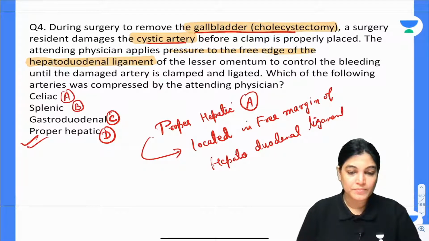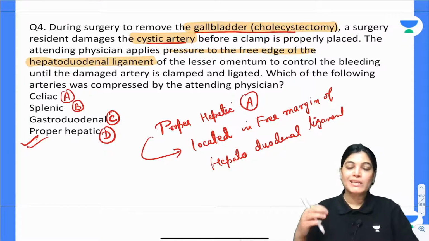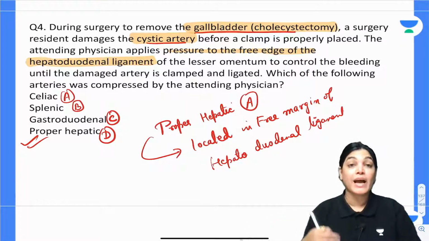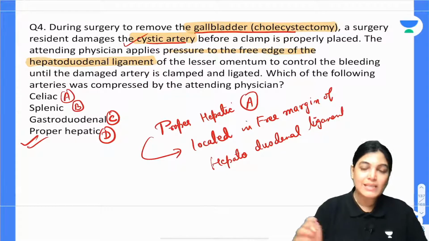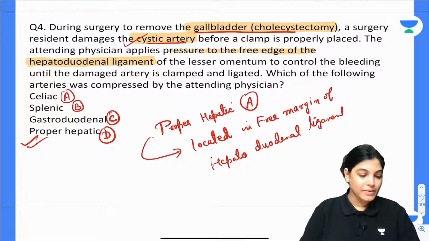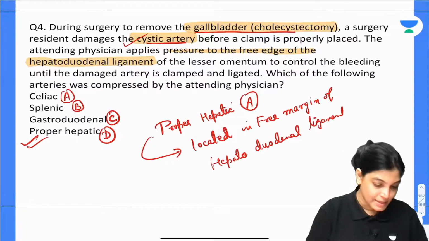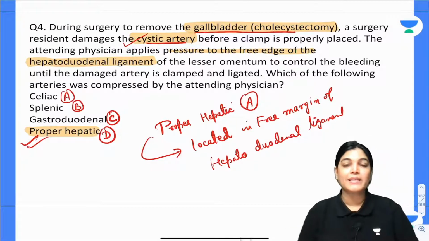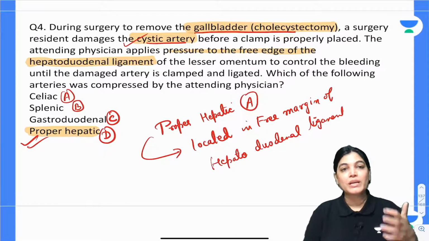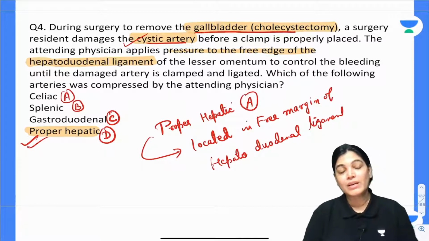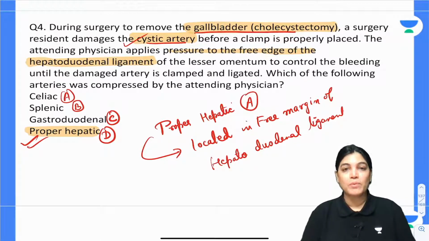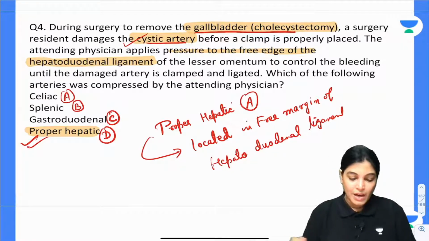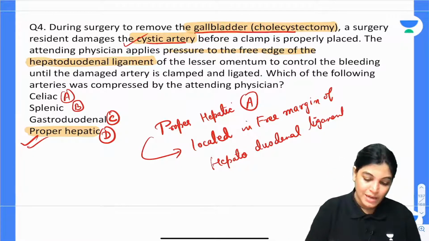And we know that proper hepatic artery is giving the right and the left hepatic artery, and the right hepatic artery is also giving the cystic artery. So Ishrat is telling that D is absolutely right. Proper hepatic artery is the right answer, because the location of the artery in the free margin of hepatoduodenal ligament is giving us the key hint that it is the proper hepatic artery. Other than that, celiac trunk is not the right answer.